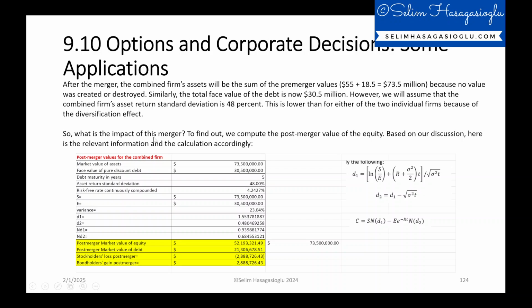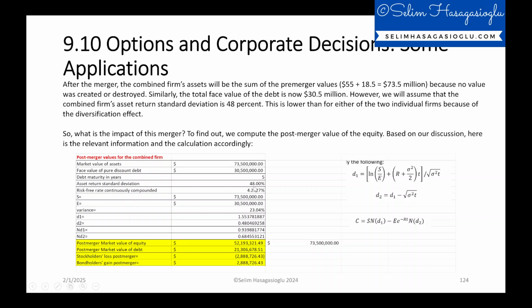So what is the impact of this merger? To find out, we compute the post-merger value of the equity. And based on our discussion, here is the relevant information and the calculation accordingly. As we did before in the pre-merger case, we will still be using Black-Scholes to calculate the post-merger market value of equity. Remember, these are the combined values: I just added the market value of assets for both firms, Robot Formers and Cindy. And again, I summed the face value of pure discount debt for each company, and having this value, the maturity in years will be 5.